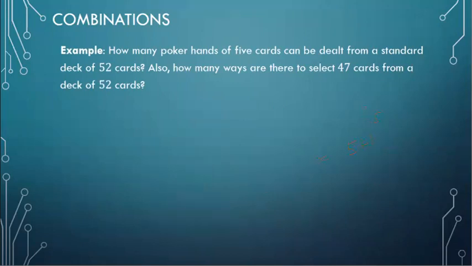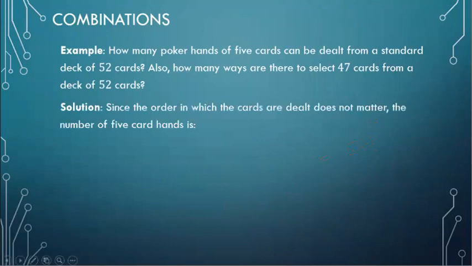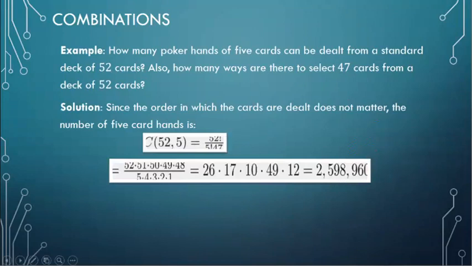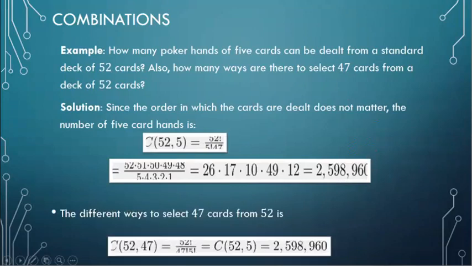Let's see the solution. Since the order in which the cards are dealt does not matter, the number of 5 card hands is 52C5, which is 52 factorial by 5 factorial into 47 factorial. This is the solution. Similarly, if we want to select 47 cards, the same solution will be applied.